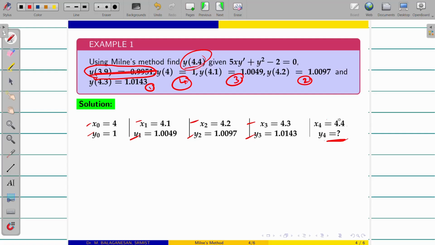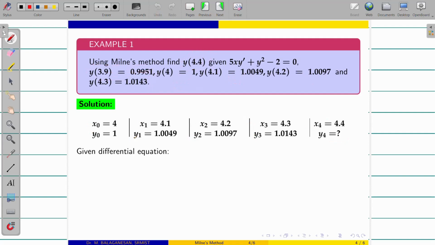and we have to find y4 at the value x4 is 4.4. Directly we can write if they are giving 4 boundary conditions. To confuse you, if they are giving 5 boundary conditions, take the last 4. Clear? Take the last 4. That is the clue I would like to give with the help of this problem. Right, come to the problem now.